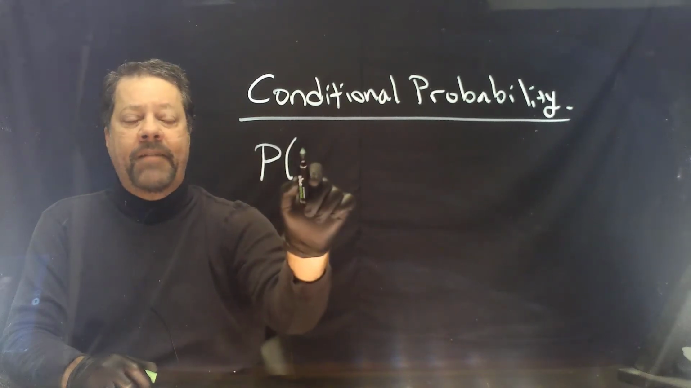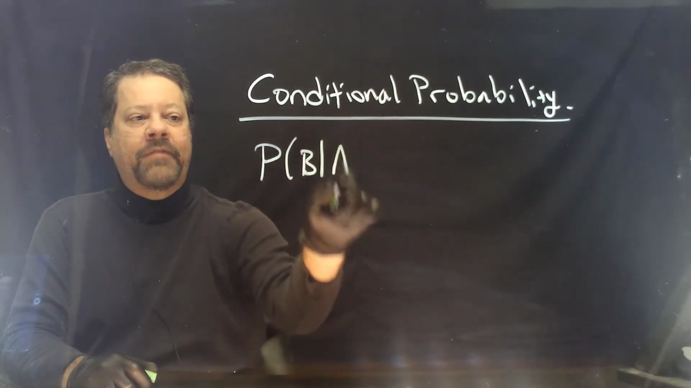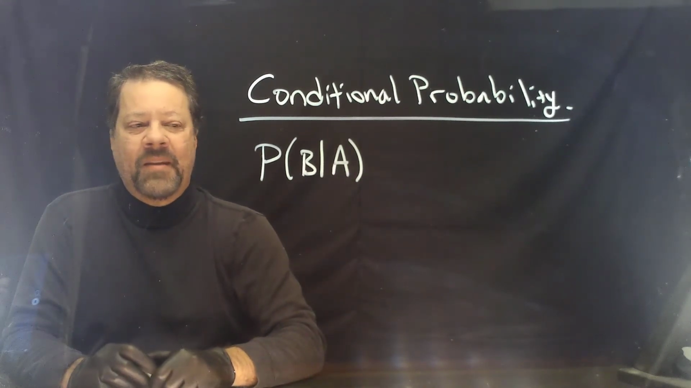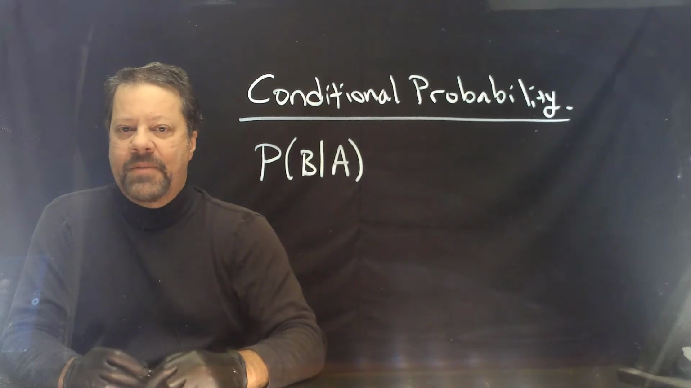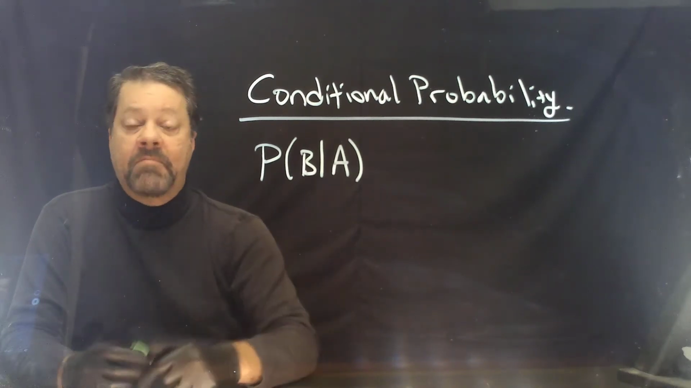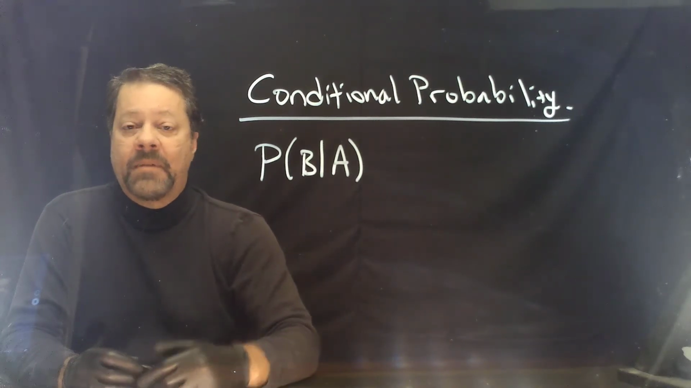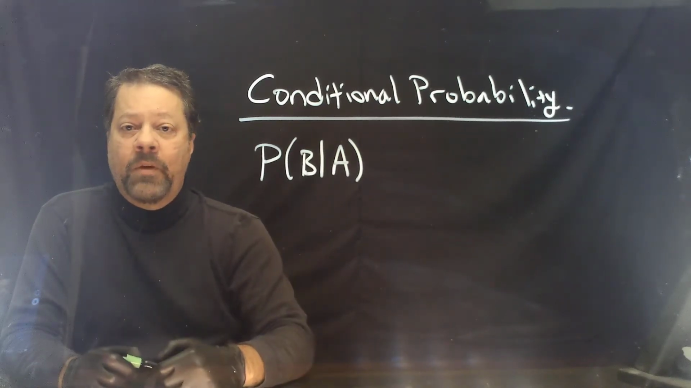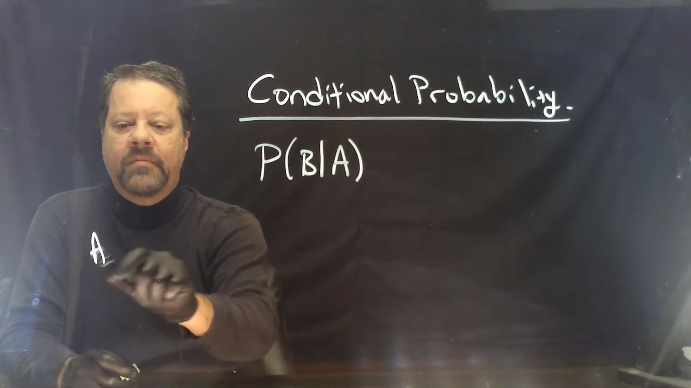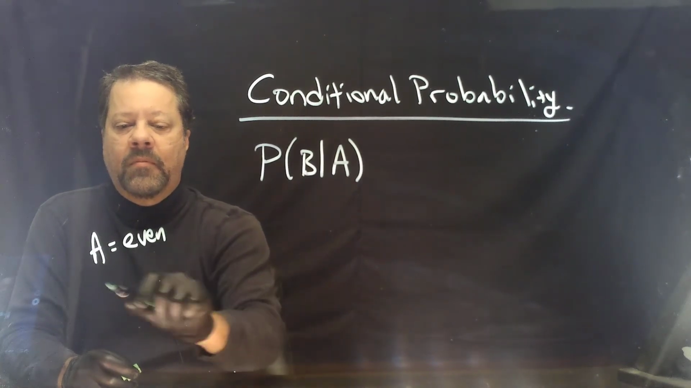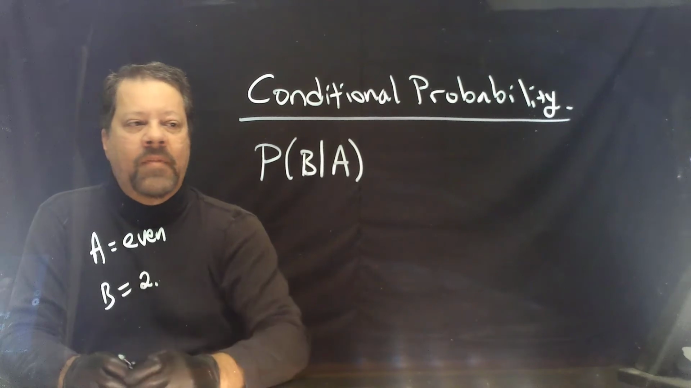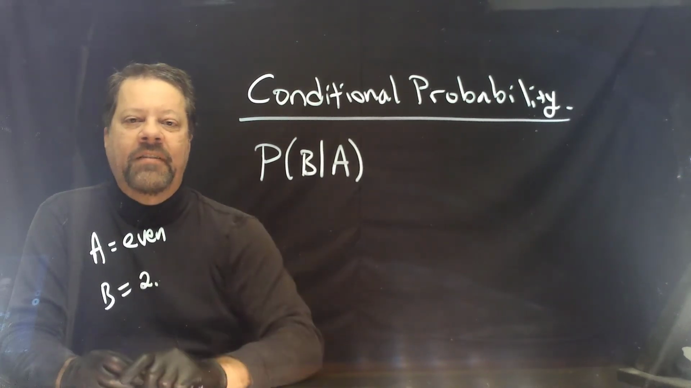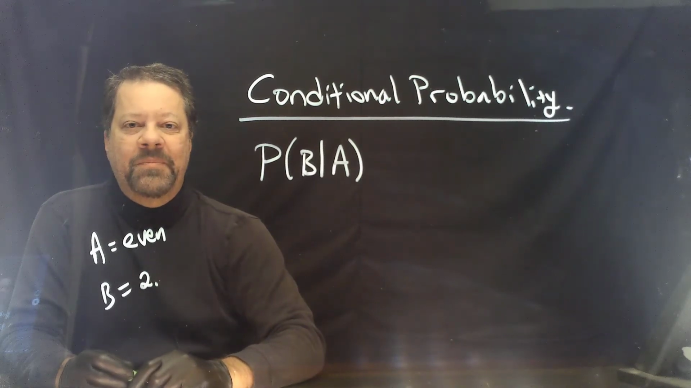The probability that event B will happen given that event A has happened. As an example, suppose that event A is that we have rolled an even number on a fair die, and event B is we have rolled a 2. What is the probability that we rolled a 2 given that we have rolled an even number?